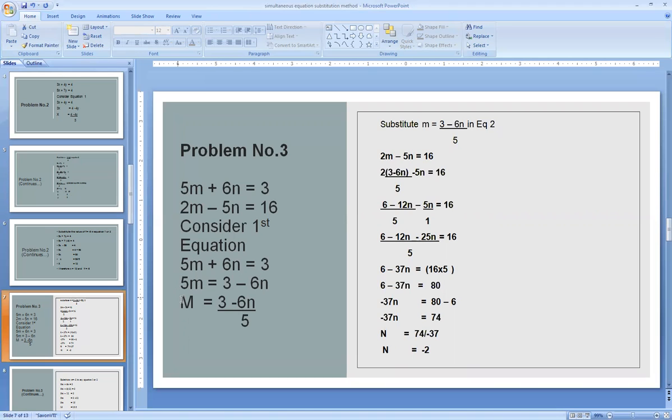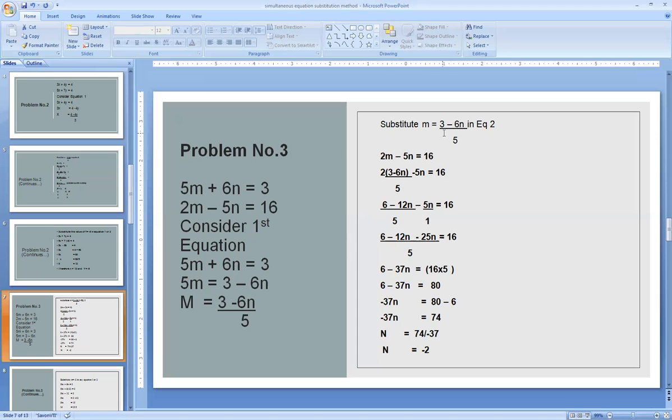If you are going to substitute the value of m, then we have to retain m values at the left side, then shift the numbers and n values to the right side. So 5m equals 3, this plus 6n becomes minus 6n, therefore m equals nothing but 3 minus 6n divided by 5. So here this m value, that is 3 minus 6n by 5, has to be substituted in the second equation now.